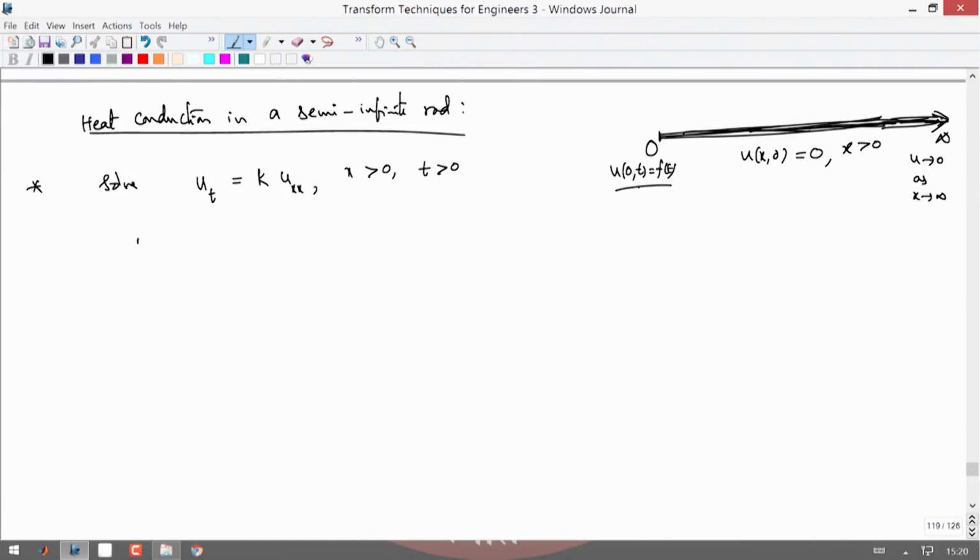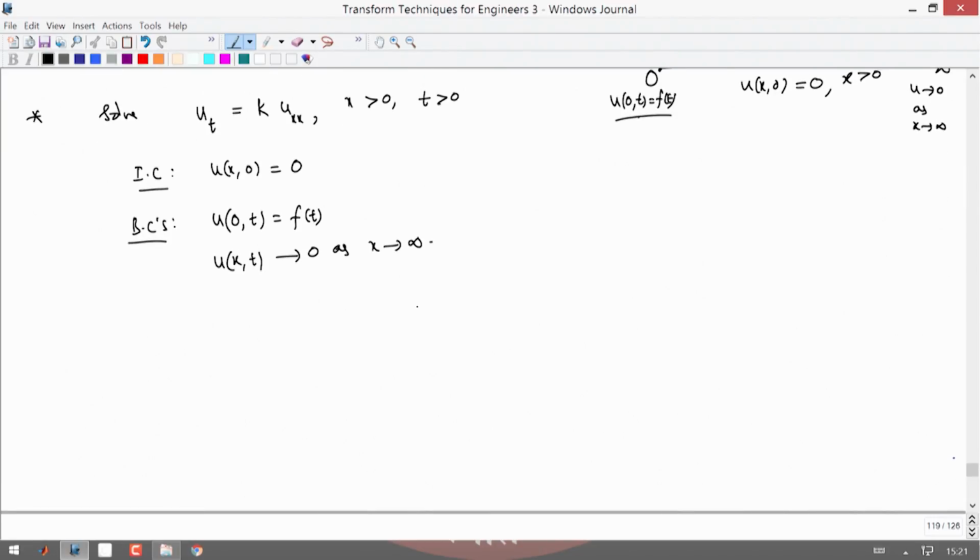So, the initial condition is u at x, 0 is 0, and the boundary conditions, because there are two boundaries, 0 and infinity, are: u at 0, t is f of t, and u of x, t goes to 0 as x goes to infinity. So, this is the second boundary condition.